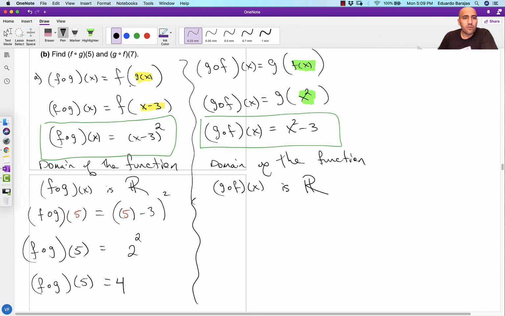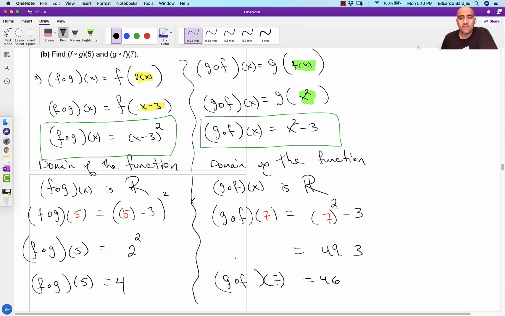On the other hand, they wanted to evaluate g composed with f at 7. So g composed with f evaluated at 7 is going to be this equation, something squared minus 3, and that something is going to be a 7. So put a 7 there, a 7 there. And so we'll end up with 49 minus 3, which gives you 46. So g composed with f evaluated at 7 is going to be 46. And those are the answers.